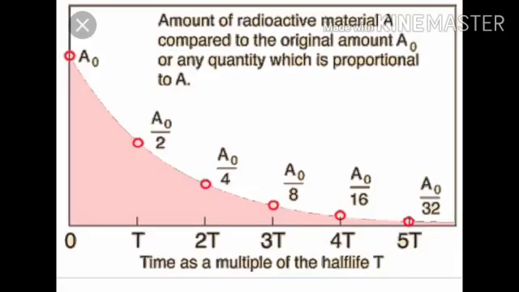This is a graph of the half-life. For the first half-life, decay will be A naught by 2. For second, A naught by 4. Next, A naught by 8. And so on. As the time increases, the number of atoms decreases. This is about the half-life.